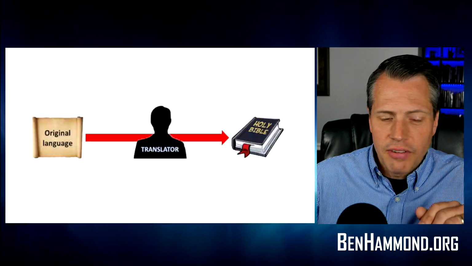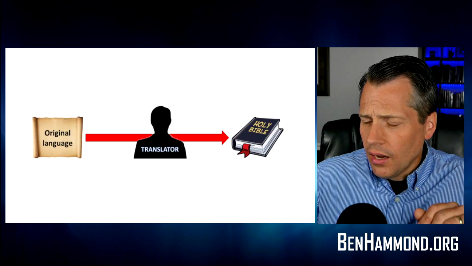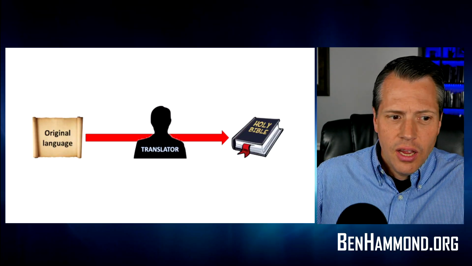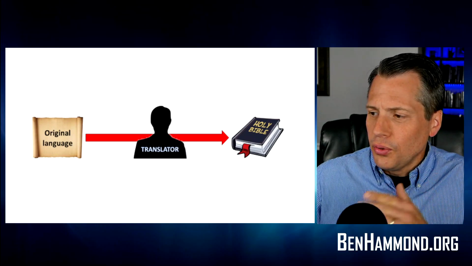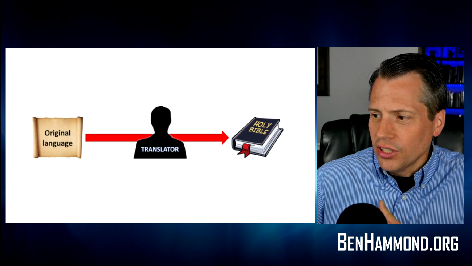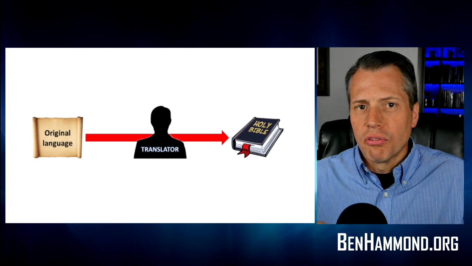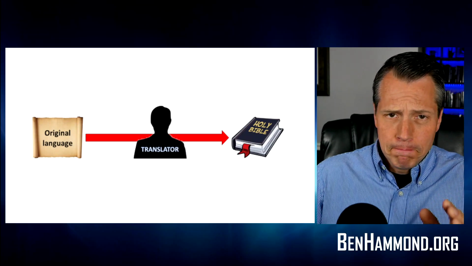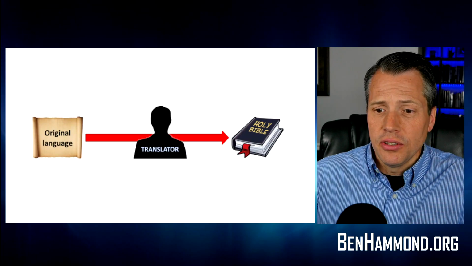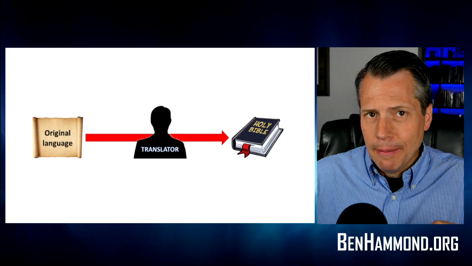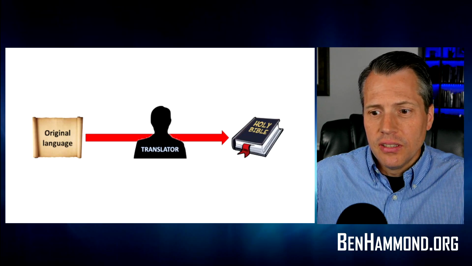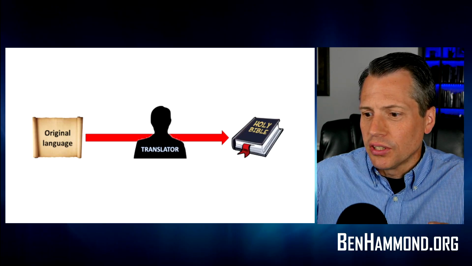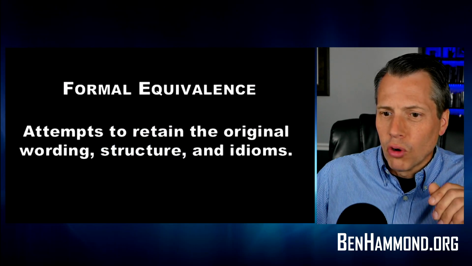So look at this graphic right here. This is the problem that a translator has. They're going from the original language over to English in this case, and it has to go through the translator. So the translator has to make some decisions, and how he or she decides to do this will crucially impact how the final version turns out. So let's look at some of the different methods that they actually use. The first one we're going to talk about is called formal equivalence.